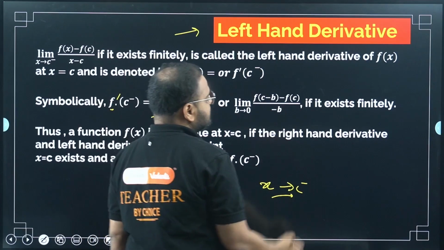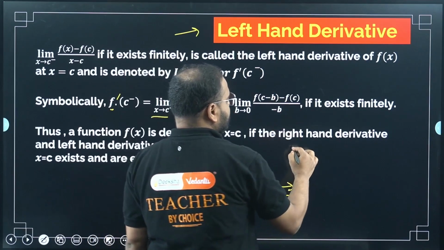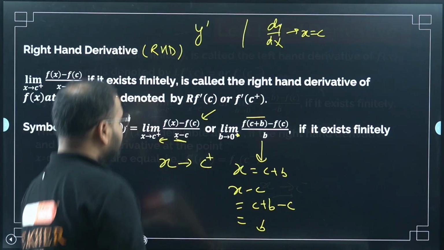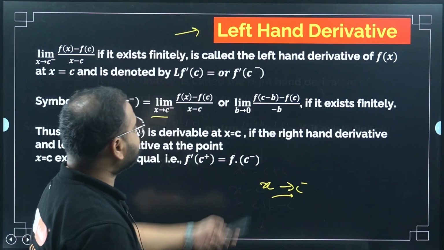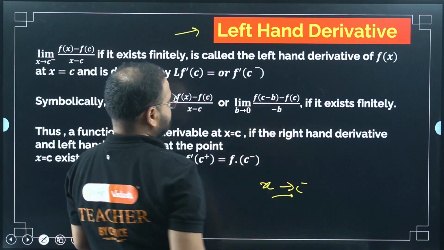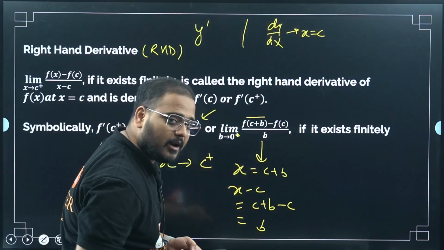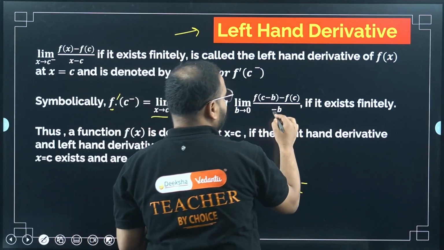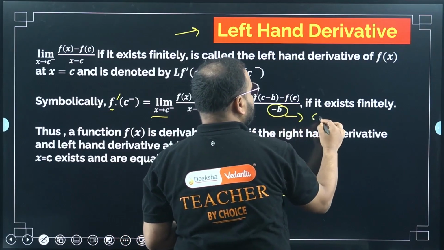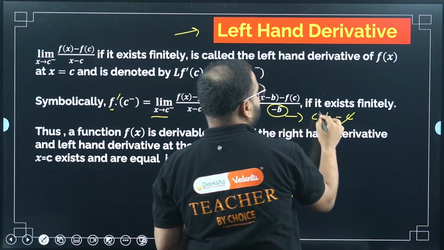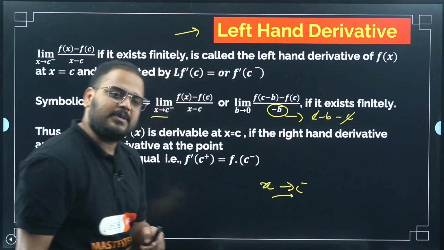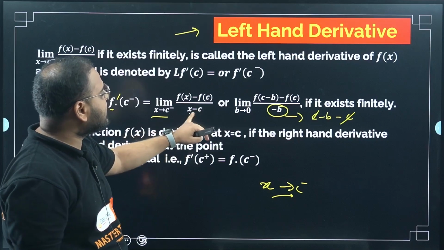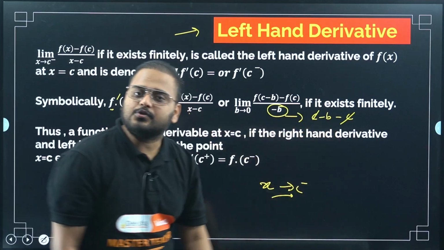So how will this look like? It will look like this. Please check here: f of c plus b minus f c, f of c minus b minus f c. C plus b minus f c for the right hand limit, and over here c minus b minus f c for this. How are we getting this minus b? c minus b minus c, so c goes out. What is left? Only minus b is left. So if you want, you can write it as c minus b minus c also. That also is true.